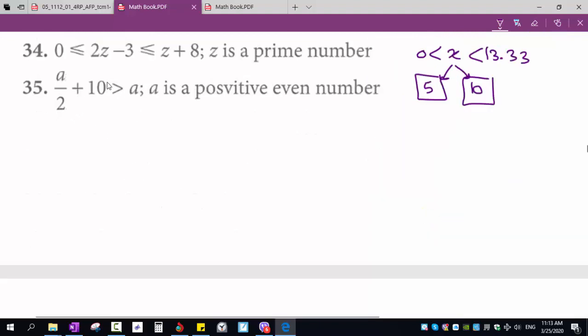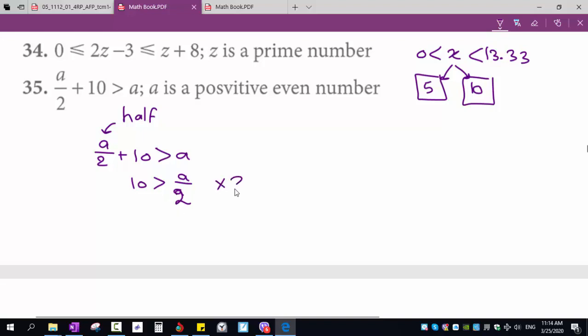35, a over 2 plus 10 is greater than a, while a is a positive even number. So let's solve this inequality. a over 2 plus 10 is greater than a. Then to do this, we send this a over 2 to the side. So 10 is greater than a. a over 2 means half of a. And this side we have a. So a minus half of a, what's remaining is half of a, which is a over 2. So 10 is greater than a over 2.